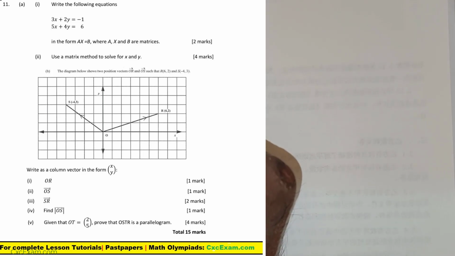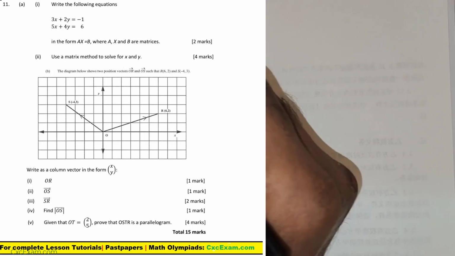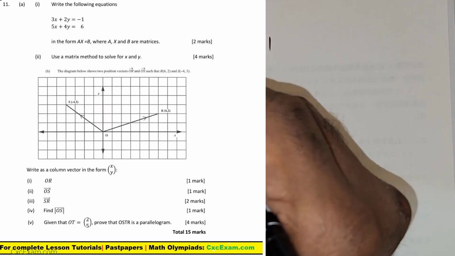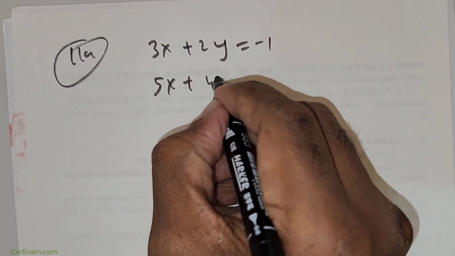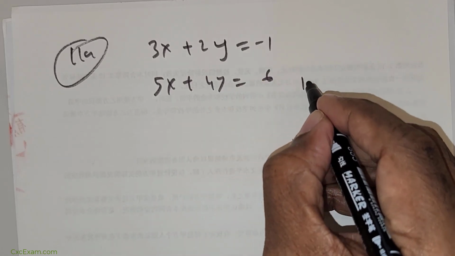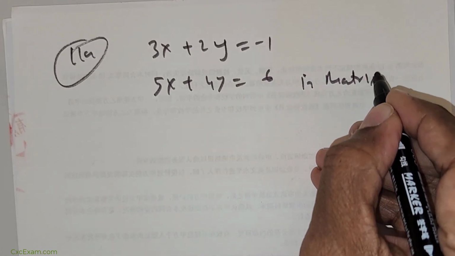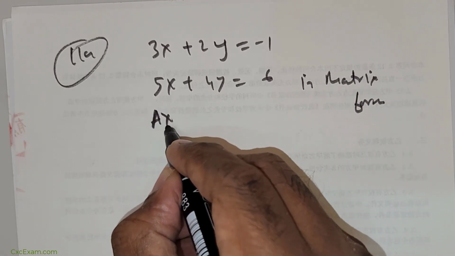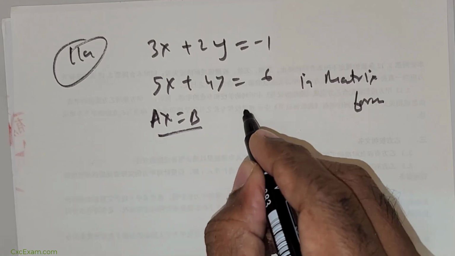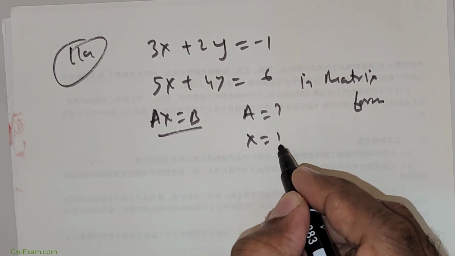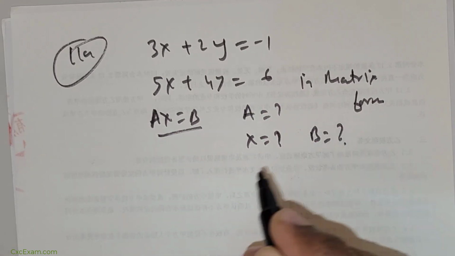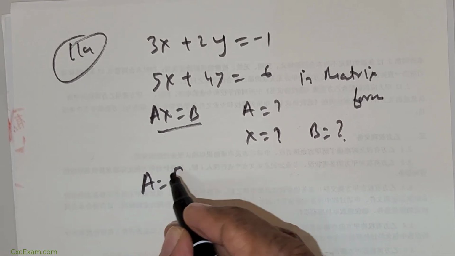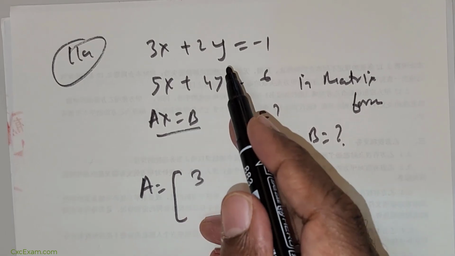Now this is the last question, 11a. We are asked to write 3x + 2y = -1 and 5x + 4y = 6 in matrix form, in AX = B, and we have to state what is A, what is X, and what is B.